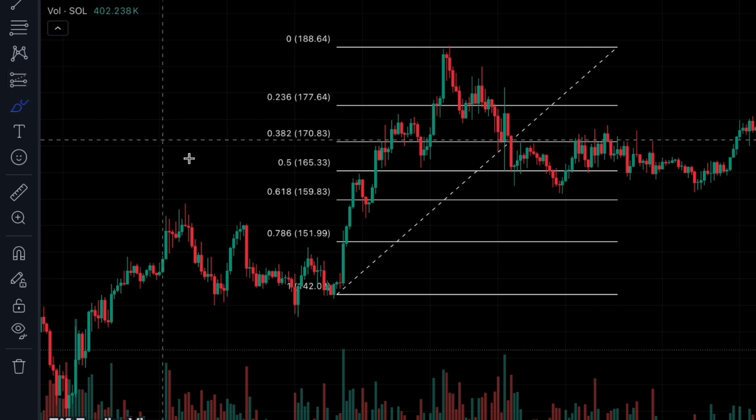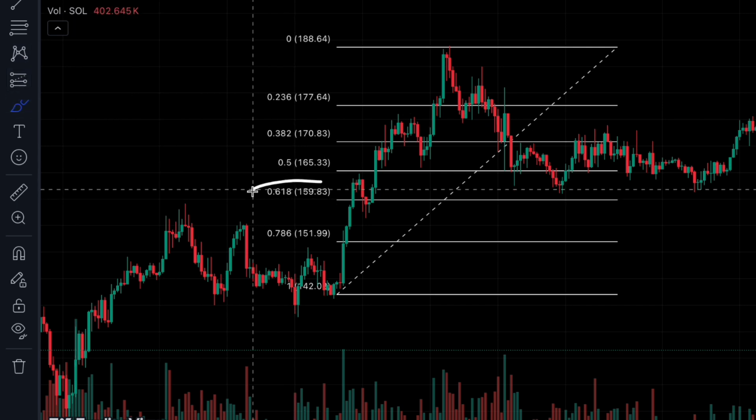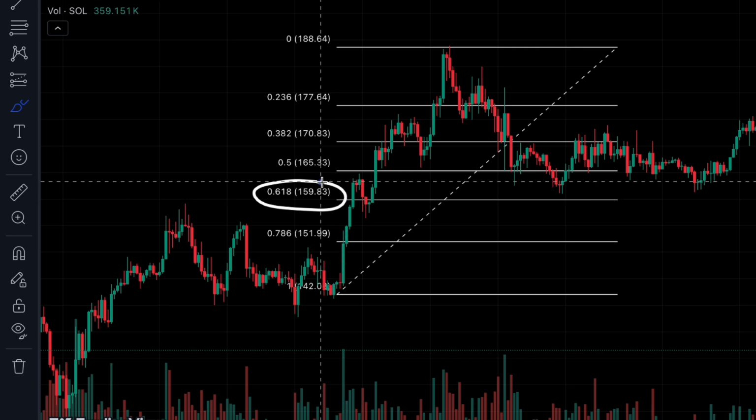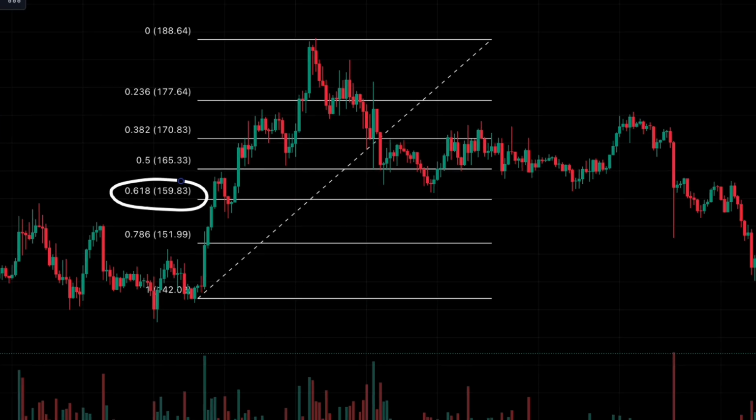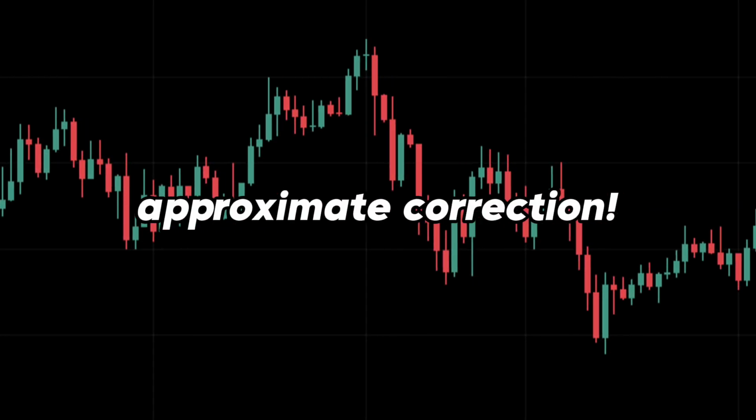Most often the correction occurs at 65% of the total growth. If we look by Fibonacci, this is 0.618. Here we have found the approximate correction.